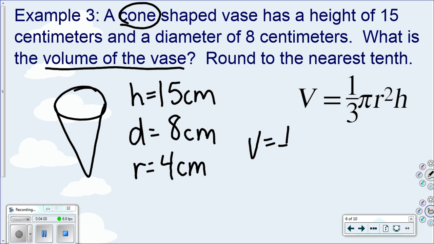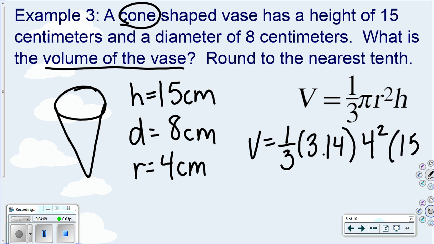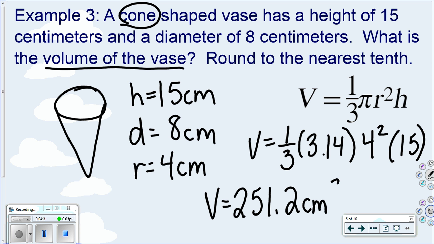So volume equals 1/3 times 3.14 times 4 squared times the height of 15. We'll put that into our calculator and round to the nearest tenth. The answer is 251.2 centimeters cubed.